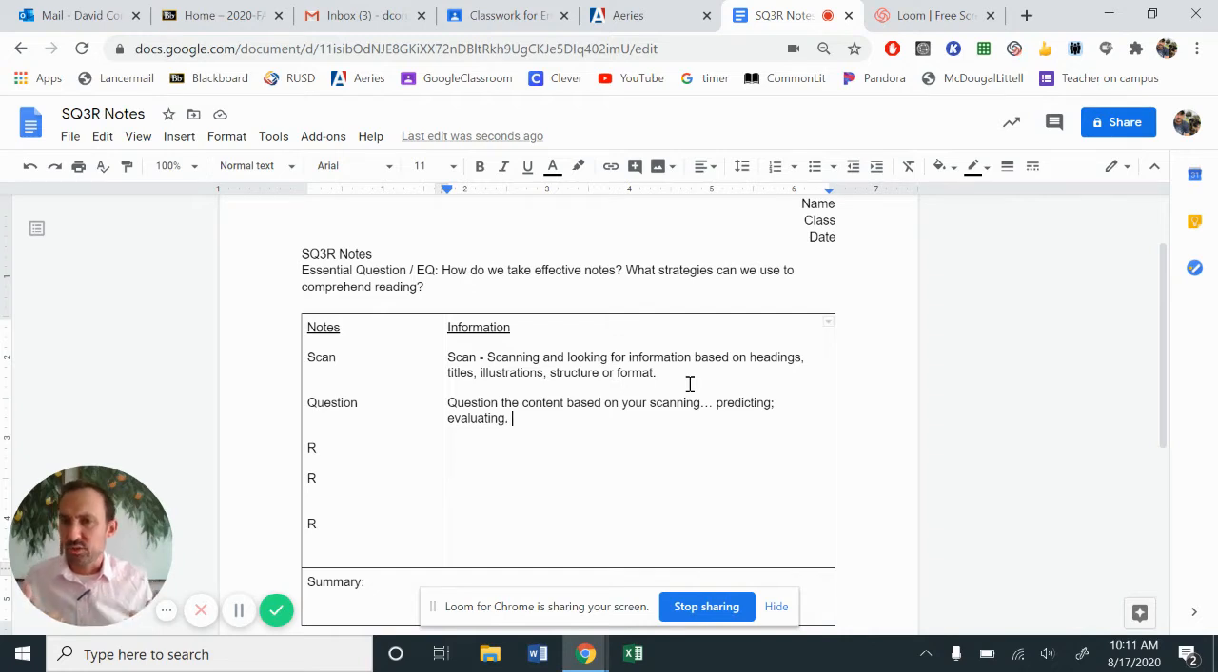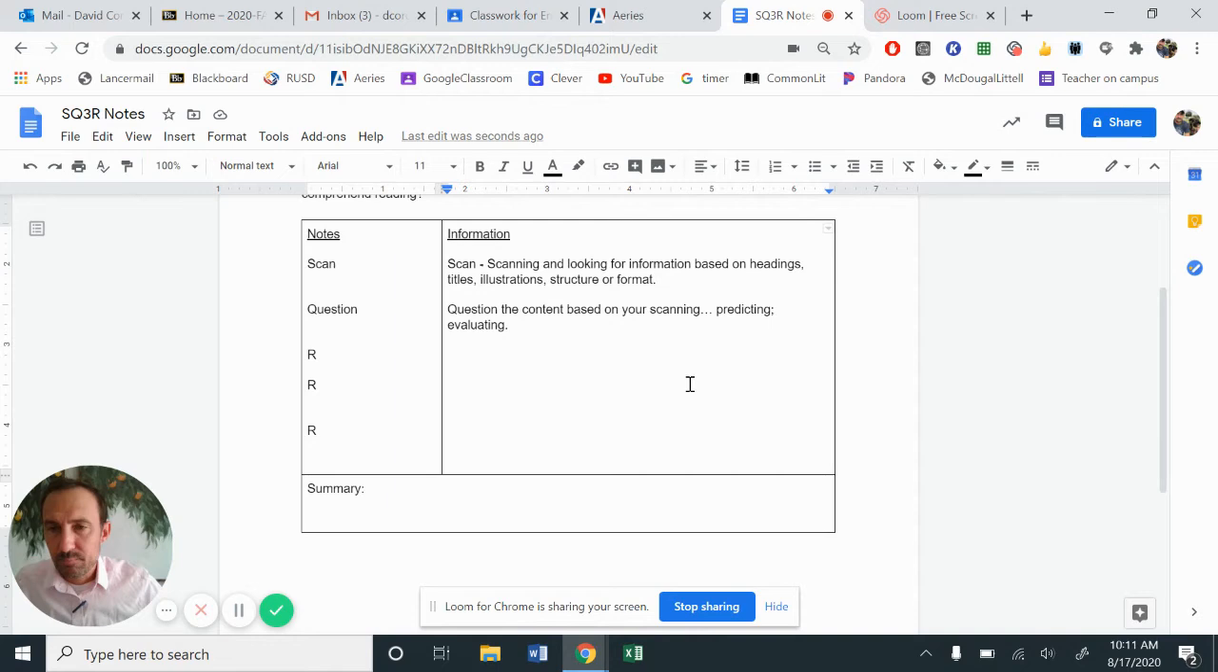you kind of begin to question, what is the story about? If I handed you a story called The Most Dangerous Game, you may question, what is the most dangerous game? So looking at that, you begin to question. So you scan through the article, you question what you are reading, and from there, we have our 3 R's.